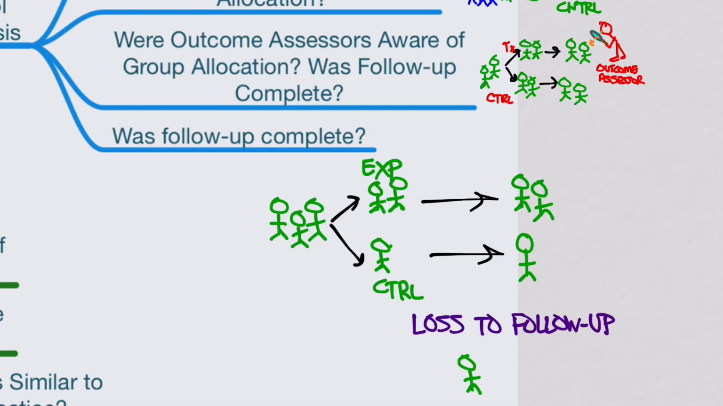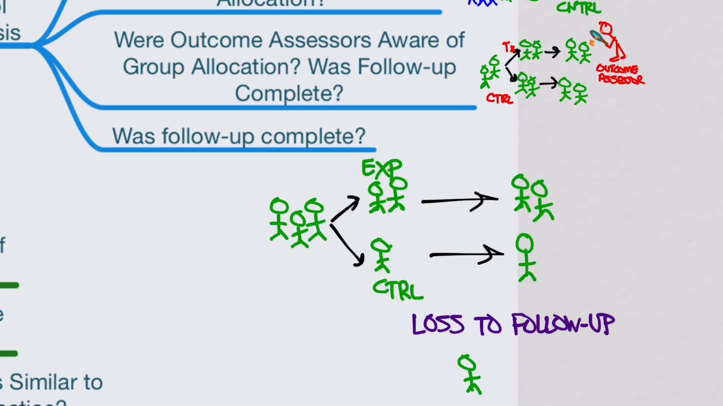Because we're going to have no data on this person. They're completely gone. Remember the people who switched groups? We still have data on them. They stayed in the study. They just didn't stay where they were supposed to. This person just left altogether, so we have no data on them. And so you may hear a rule of thumb that a loss to follow-up rate of 20% or less is good. But that's a bit misleading.